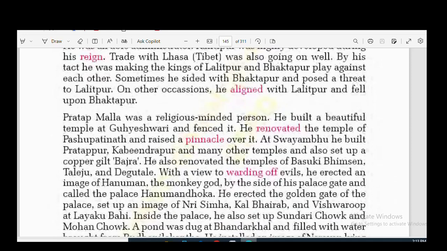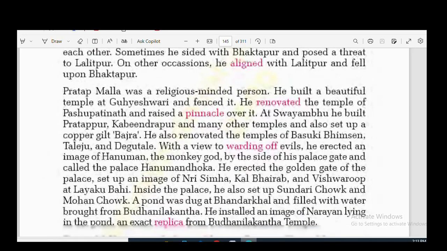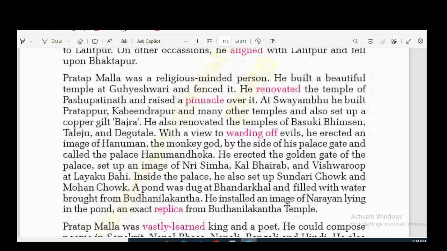Pratap Malla was a very religious-minded person. He built a beautiful temple at Gweswari and put a fence around it, and renovated, meaning repaired, the temple of Pashupatinath and raised a pinnacle over it. They put a high pinnacle, or gajur, over it.